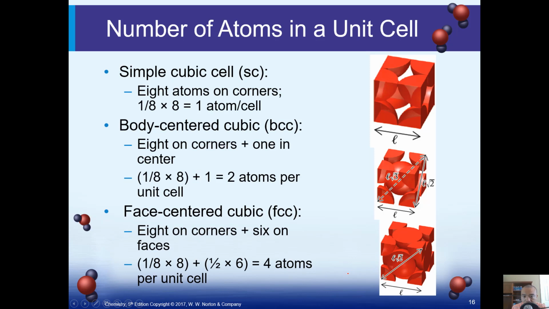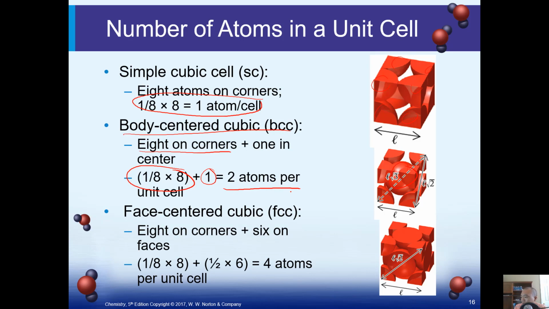For the simple cubic unit cell, there are 8 corners. Each corner contributes 1/8, so it has a total of 1 atom inside the unit cell. For body-centered cubic, there are 8 corners, each contributing 1/8. And you also have a center atom. The center atom is totally inside the unit cell. So you have a total of 2 atoms for each body-centered cubic unit.